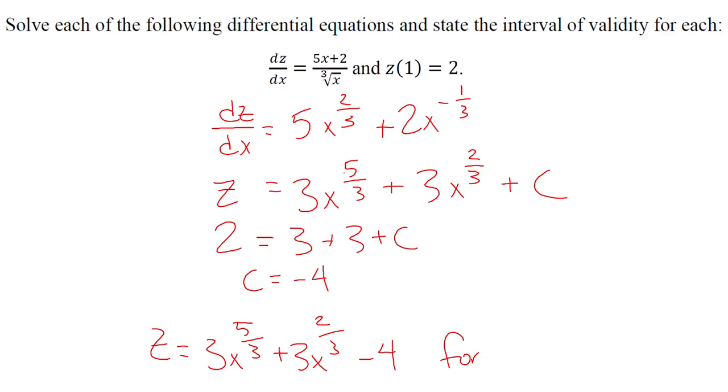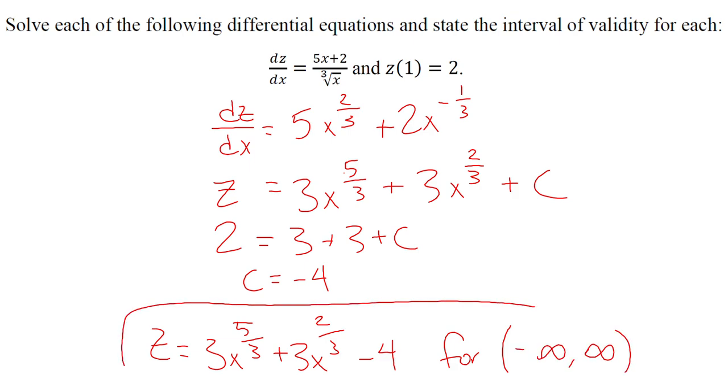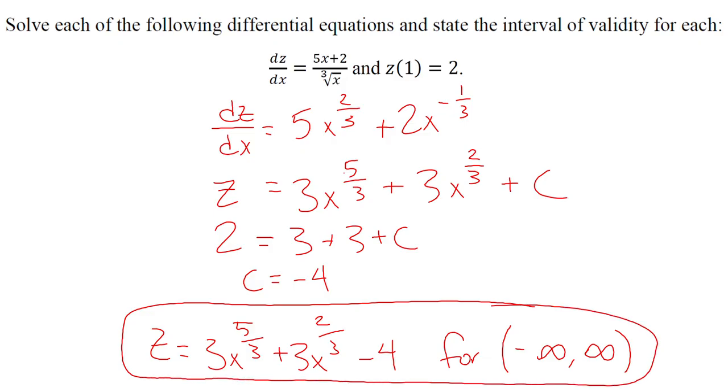And then we have to think about our interval of validity. Well, I have cube roots. You can cube root anything. I don't have square roots where it has to be positive. So we can cube root any number. So there are no restrictions on this. This is just for -infinity to infinity. If we had an even root, then we would need to worry about making the thing positive.